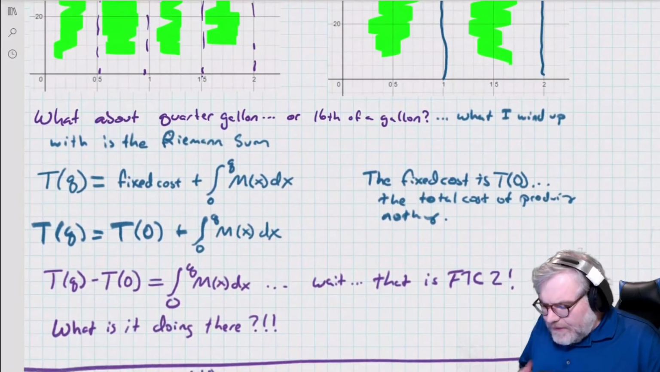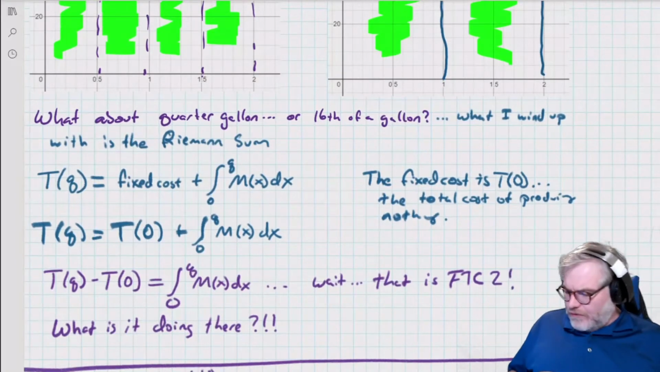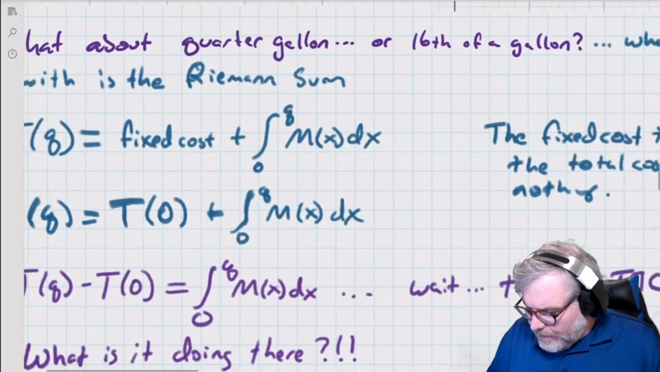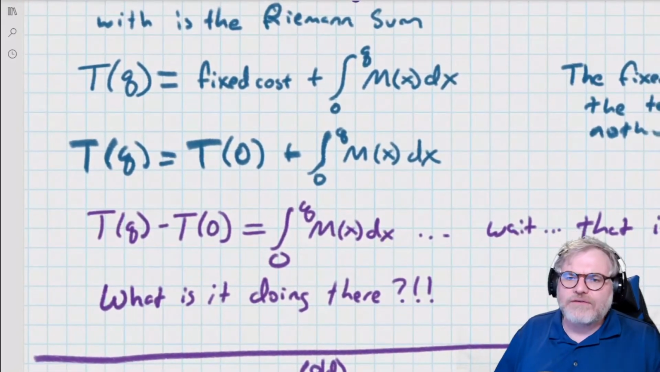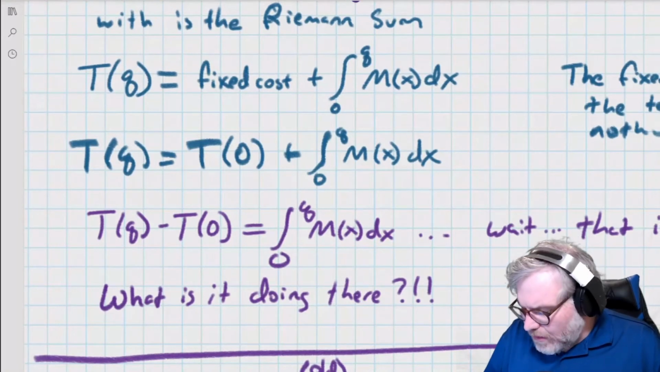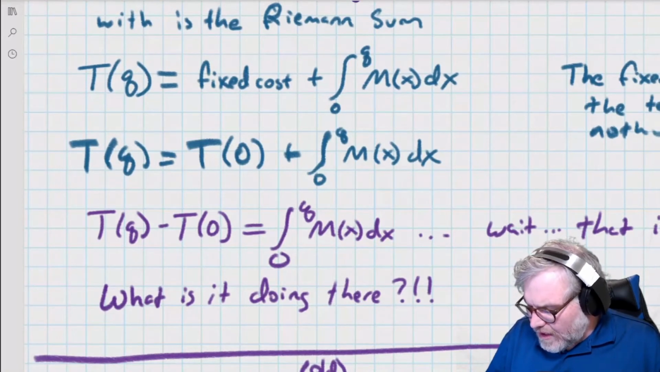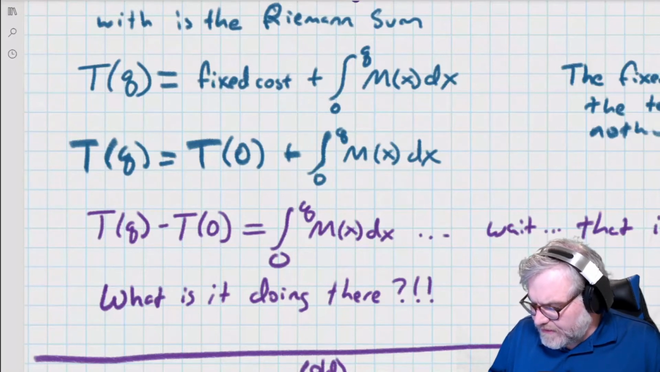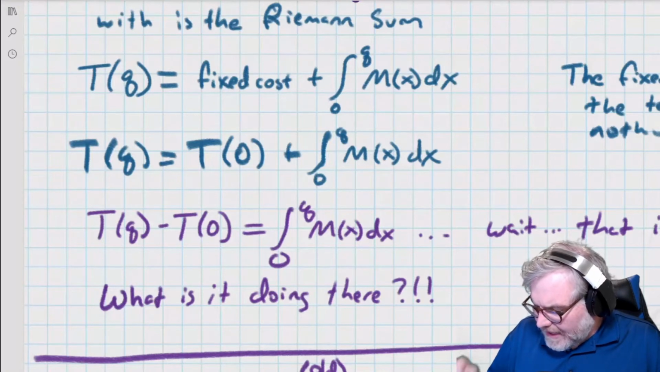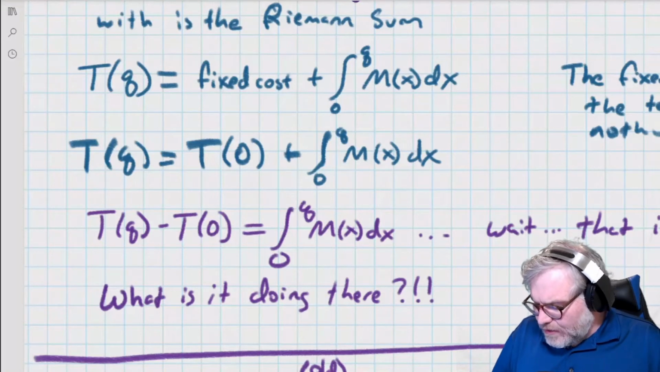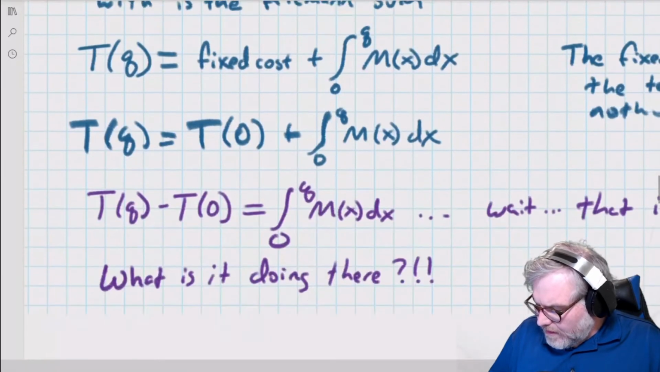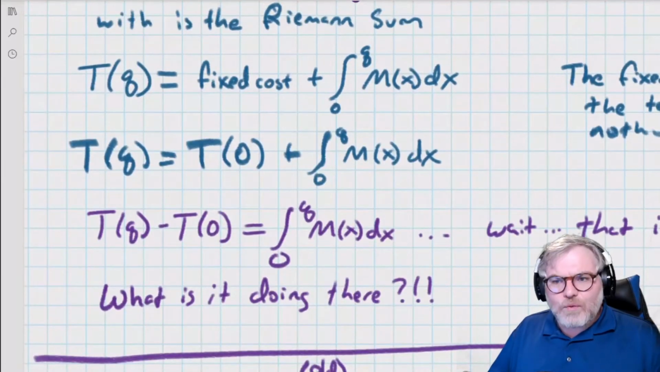So what I wind up with here is that the total cost of Q equals the fixed cost plus the integral from 0 to Q of the marginal cost, which means that the total cost of Q equals the total cost of producing 0, which is the fixed cost, plus the integral from 0 to Q of MC(x) dx. But if I move T(0) to the other side, I get T(Q) minus T(0) equals the integral from 0 to Q of MC(x) dx.